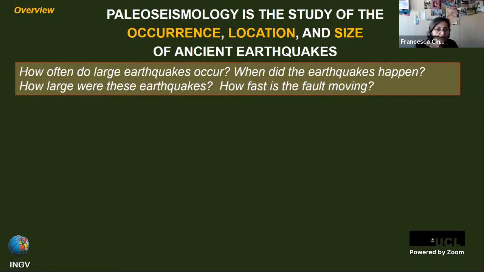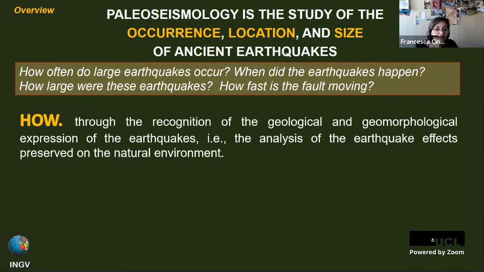But how does it work? Palaeoseismology uses the recognition of the geological and geomorphological expression of the earthquakes, in other words, the analysis of the earthquake effects preserved in the natural environment.